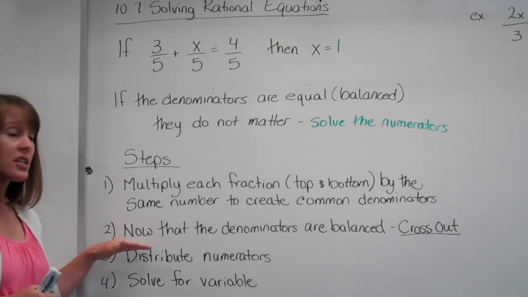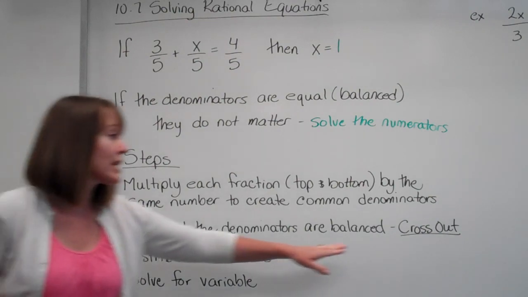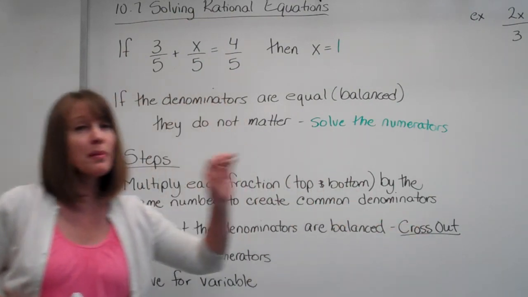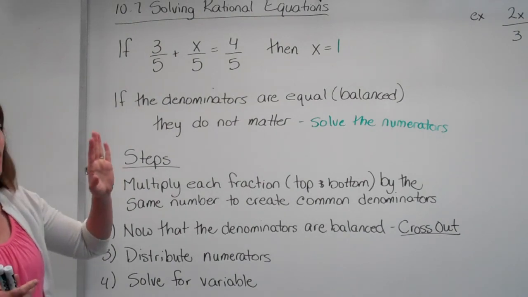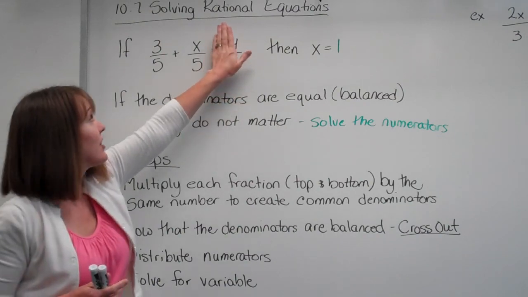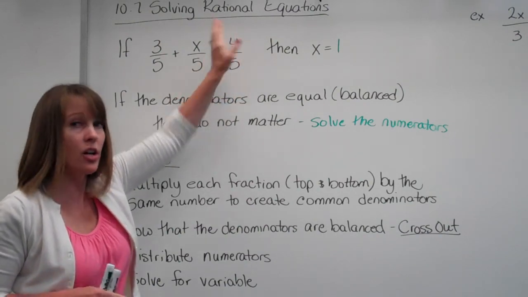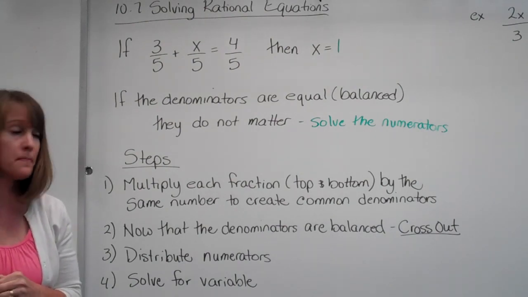All right, now that the denominators are the same, or balanced, we're not going to need those anymore, and we can cross those out. Now remember, you can only do this when you are balancing equations and solving, meaning you have to have it equal to something over here. If it's just adding things together, you can't cross out the denominators. You can only do this when you're solving.